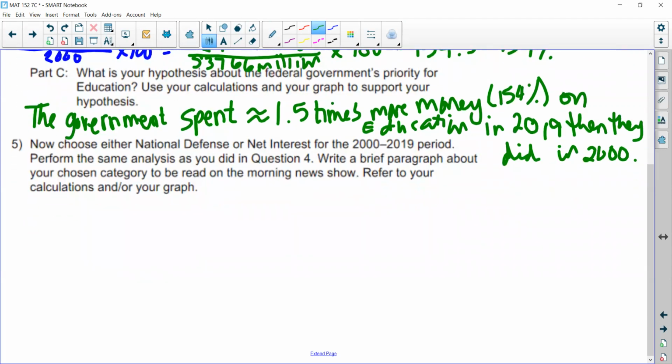Now choose either national defense or net interest for the 2000 to 2019 period. Perform the same analysis you did on question 4. Write a brief paragraph about your chosen category to be read in the morning news show. Refer to your calculations and/or your graph. Go ahead and pause the video so that you can do these calculations for yourself. I want you to find the relative change and the absolute change, and then compare them for each.